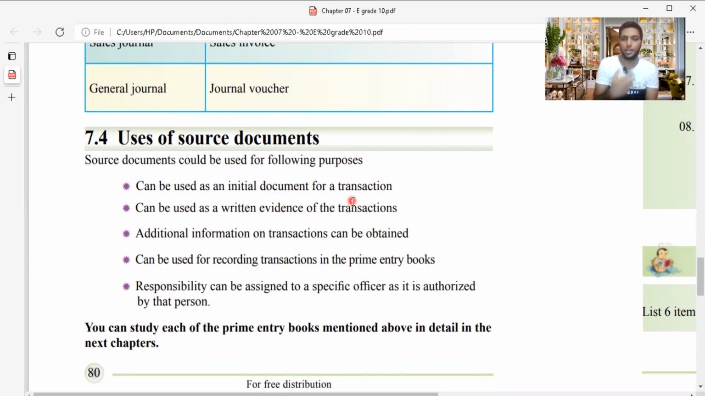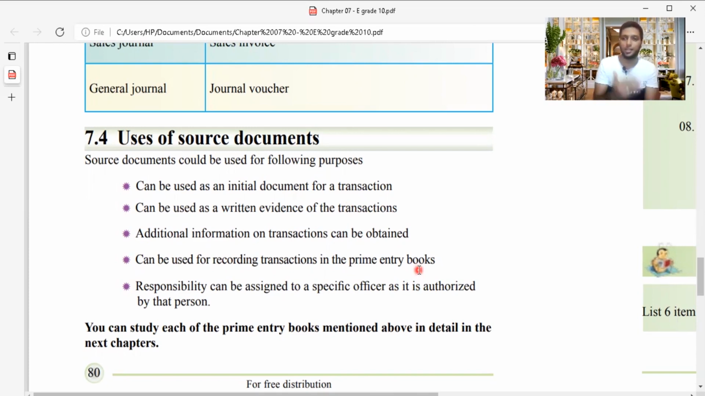So if you want anything to happen on the purchase or on sales, to know that, you need to come back to the source document and you can assess where it went wrong. It can be used for recording transactions in the prime entry books, so you will be able to record these transactions easily in the prime entry books. Responsibility can be assigned to a specific officer, as it is authorized by that person.